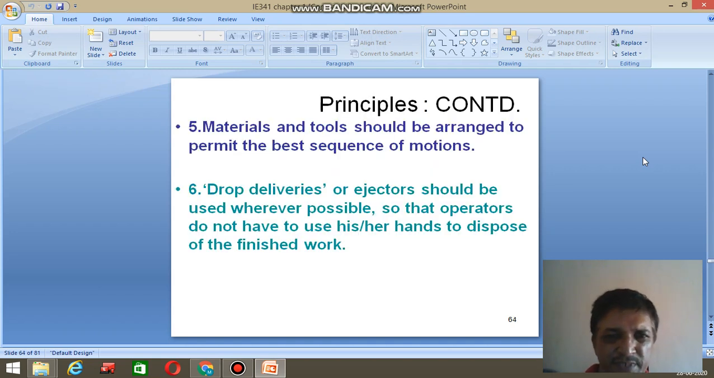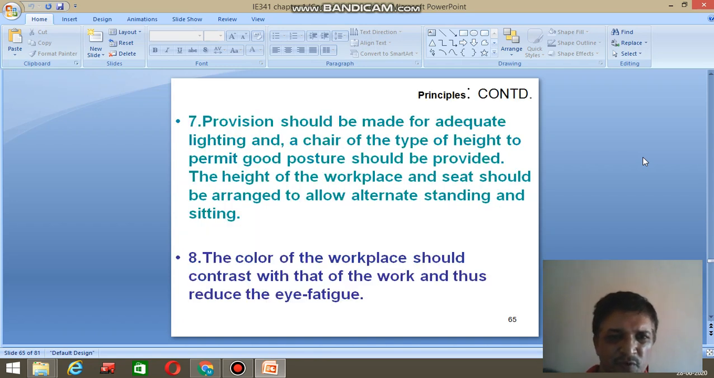Materials and tools should be arranged to permit the best sequence of motions. Drop deliveries or ejectors should be used wherever possible so that the operator does not have to use his hands to dispose of the finished tasks. Provisions should be made for adequate lighting. A chair of the type and height to permit good posture should be provided.